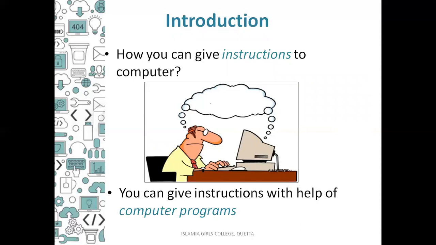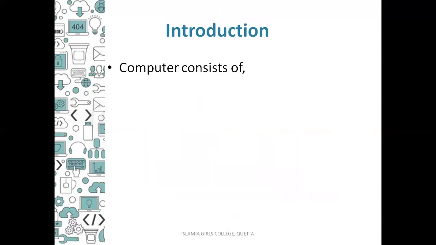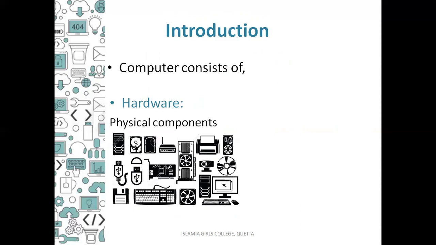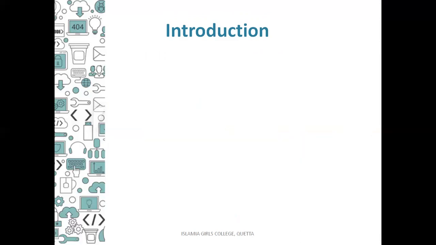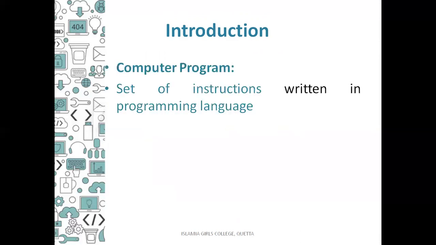We have also studied the computer programs, but let's revise. You know that the computer consists of two parts. First is the hardware, which are the physical components, and second is the software. And software is known as the computer programs, all the different programs installed on your computer. So what are all these different programs? These are the set of instructions. Okay, and these are written in the programming language.